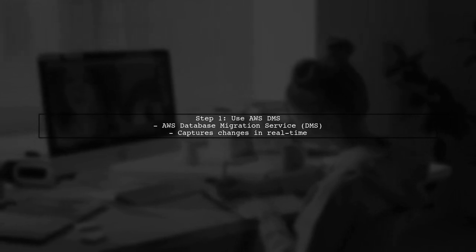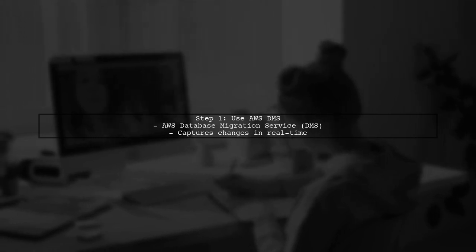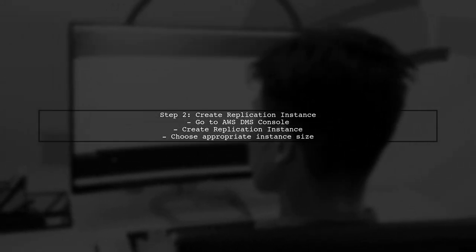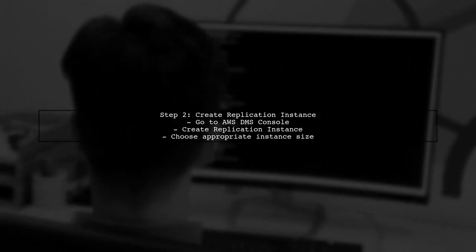To stream changes from your RDS Postgres database to Kinesis, we can utilize AWS Database Migration Service, or DMS. This service allows us to capture changes in real time. First, you'll need to create a replication instance in DMS. This instance will handle the data migration tasks. Make sure to choose an instance size that fits your workload.